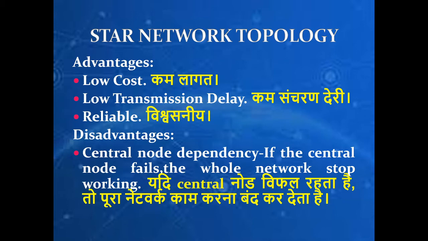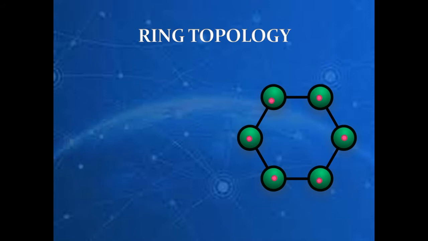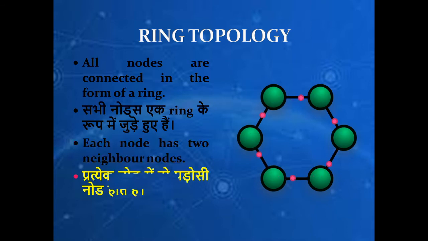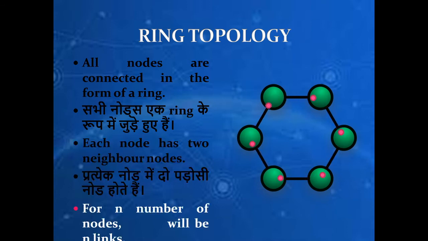The next topology that we are going to discuss is ring topology. Let us see how it looks. Here we have the diagram of ring topology. All the nodes are connected in the form of a ring. Each node has two neighbor nodes, as you can see in the diagram, and all the nodes are connected in the form of a ring.